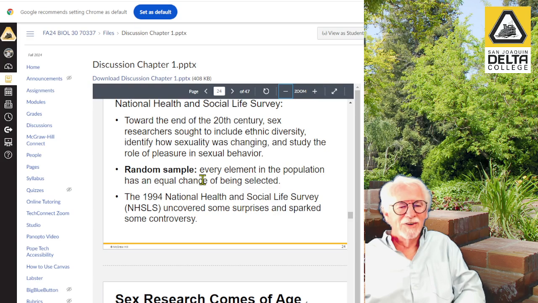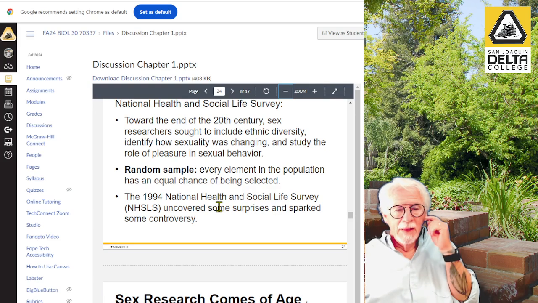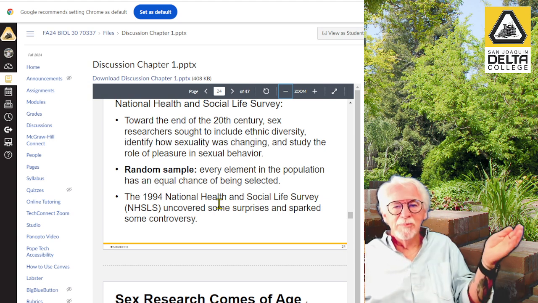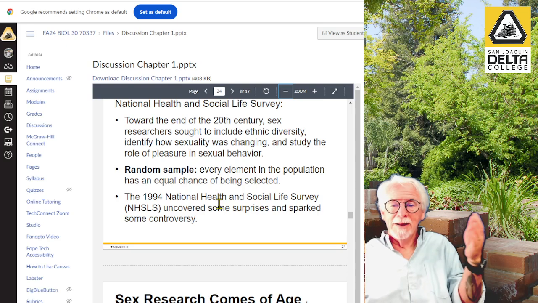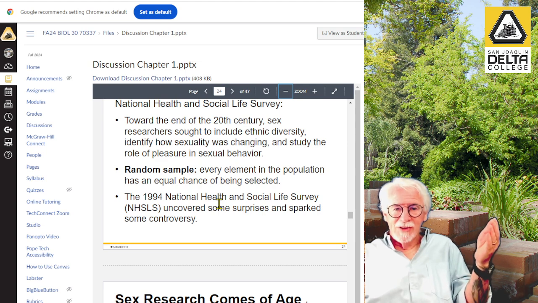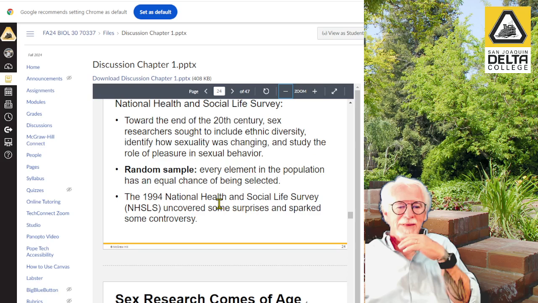And then when you do research, we talk about random samples, which means basically that everybody gets a chance to be part of this science. Not everybody gets picked, or not everybody gets chosen, but everybody has the same equal chance of being chosen.